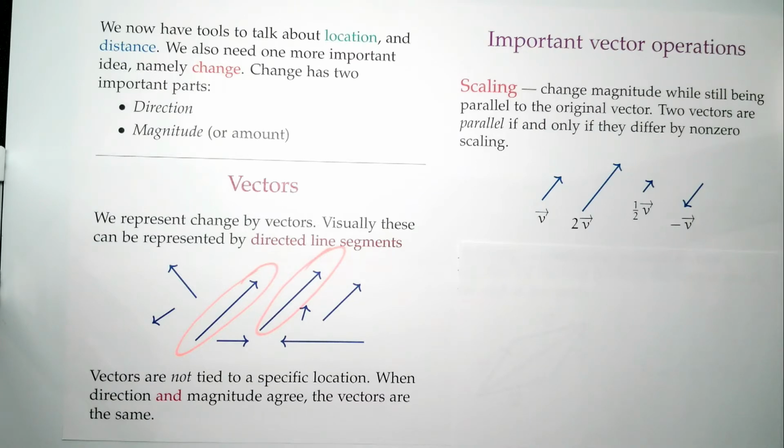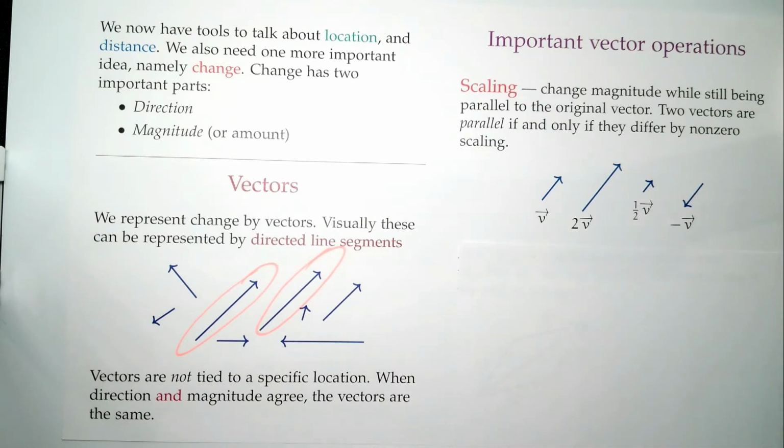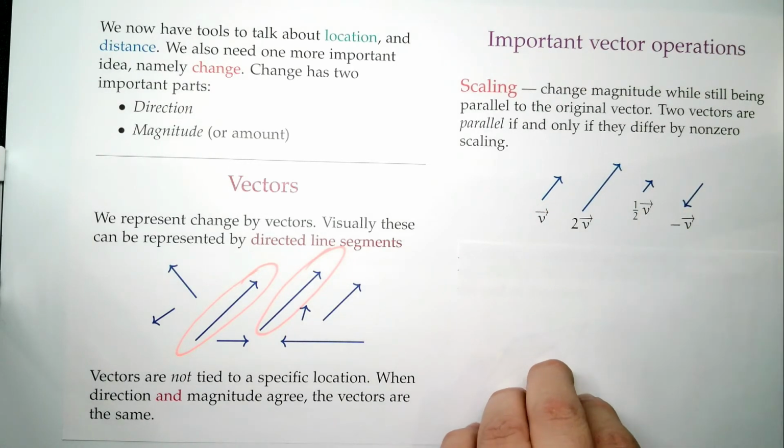But I can multiply by any number. So I can multiply by a negative. If I multiply by a negative, the effect is to reverse. When I have a negative, you'll notice that my arrow now goes on the opposite end, because I've reversed. So we want to be careful here.